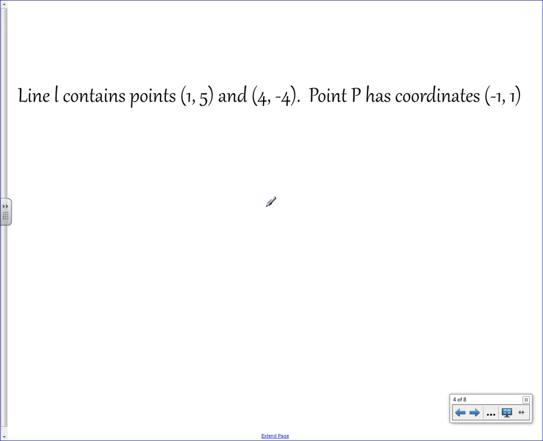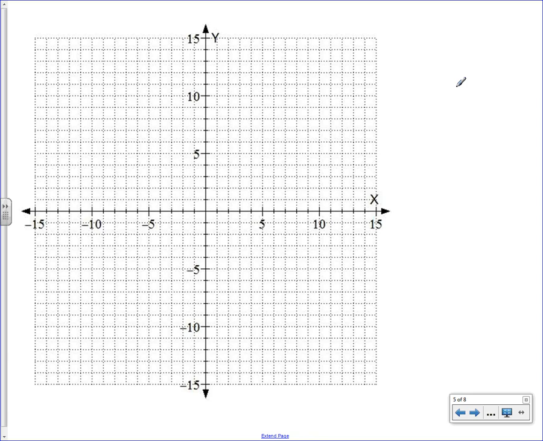I guess I don't have it. I thought I had some. So I already told you guys to graph it. Oh, there it is. Just kidding. Okay, perfect. So where are we at? 1, 5 is right 1 up 5.